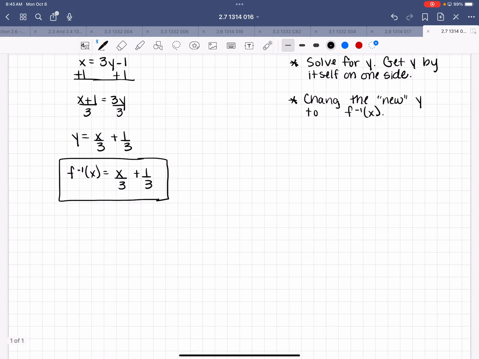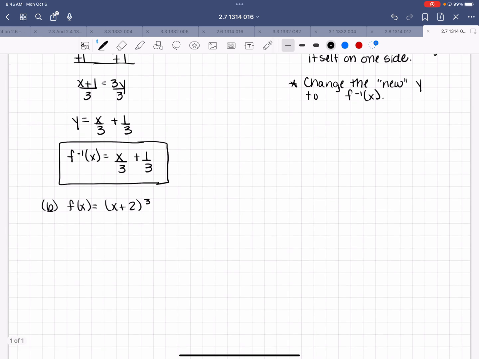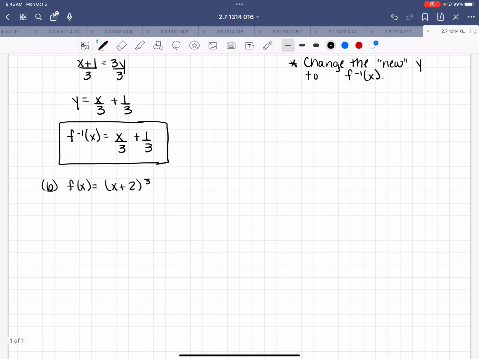Okay. So look at B. B says f of x equals x plus 2 cubed. First step, change the f of x to y. So y now equals x plus 2 cubed. Now we need to switch x and y. x equals y plus 2 cubed.